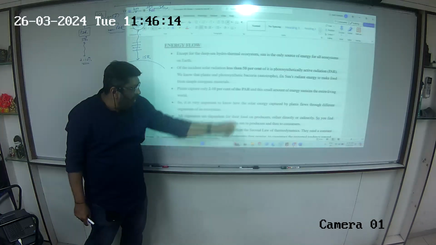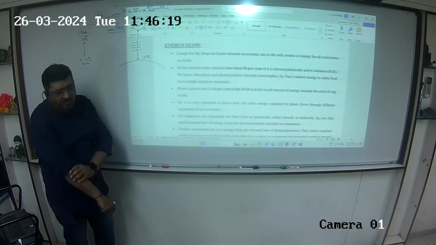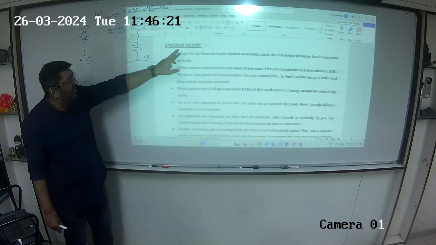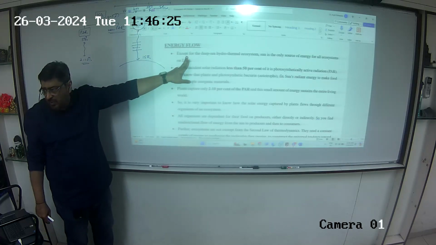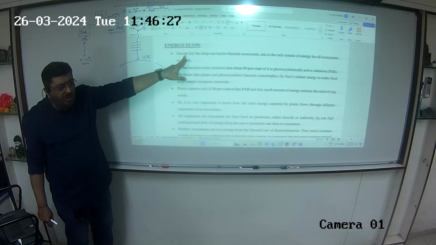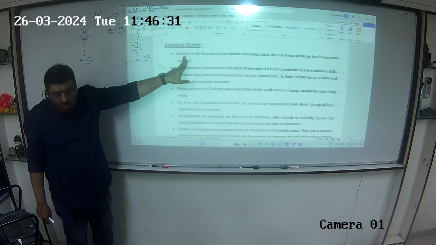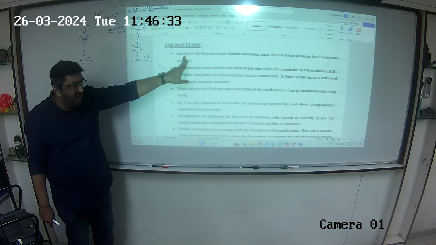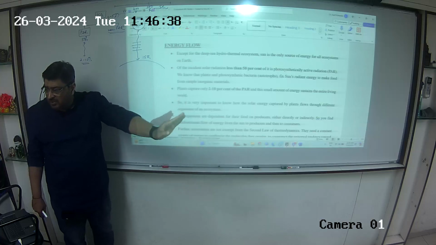So it is important to know how the solar energy captured by plants flows through different organisms of an ecosystem. So we are studying the energy flow through this entire ecosystem. First of all, we have identified the source of energy. We have identified the amount of energy fixed by the plants. Once this is identified, what are the different organisms through which this energy is going to flow?